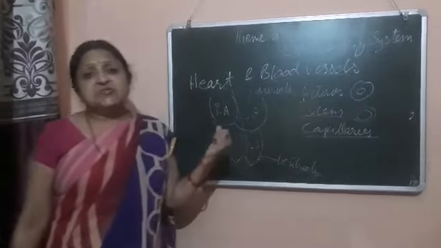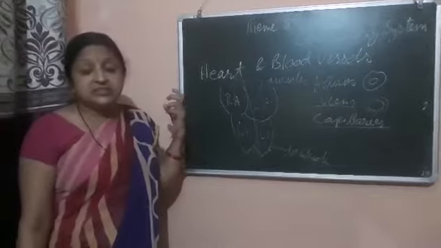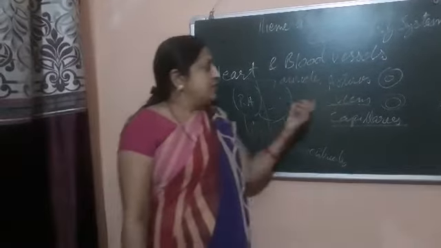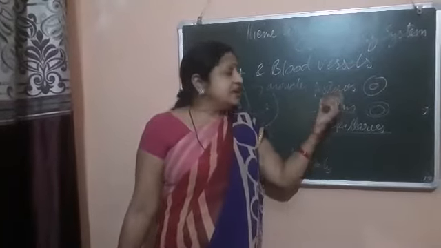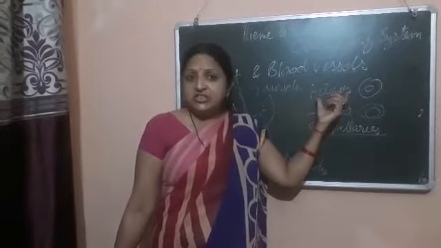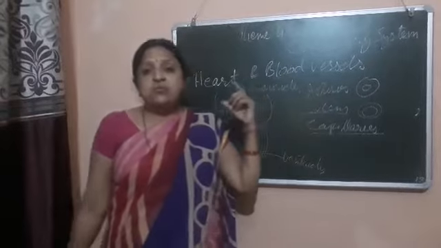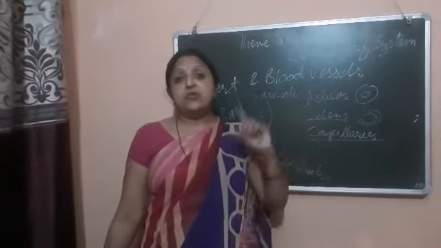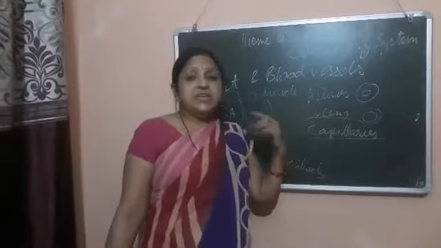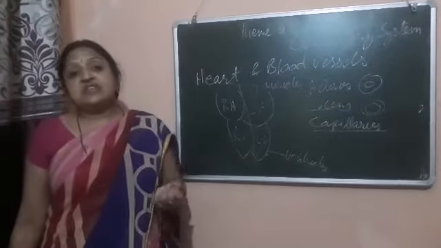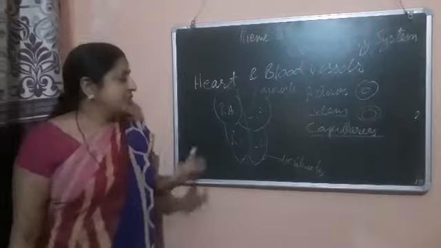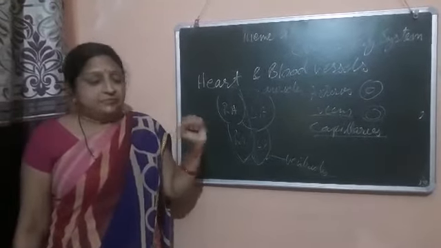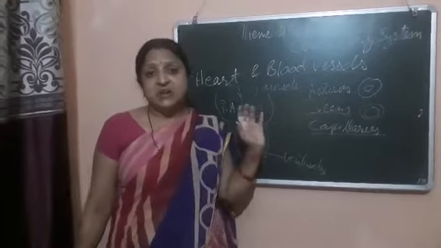This is the structural feature of the artery. This is the structural difference between the arteries and veins. And now the functional difference is that arteries distribute oxygenated blood to all parts of the body, whereas veins collect deoxygenated blood from all parts of the body and pour it into the right auricle. This is all about the blood vessels.